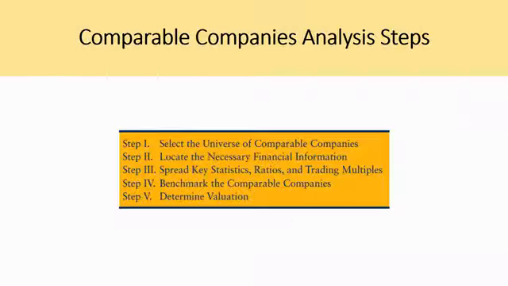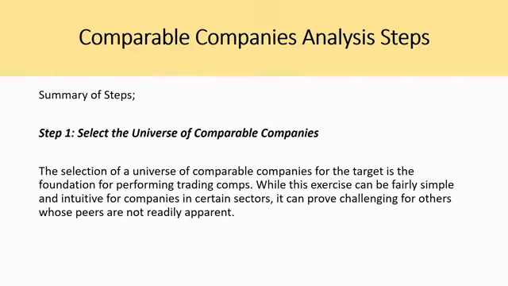Okay, so the comparable companies analysis is split into 5 steps. You first select the universe of comparable companies. You then locate the necessary financial information. You then spread the key statistics, ratios, and trading multiples. You then benchmark the comparable companies. And finally, you determine the relevant valuation. So here is a quick summary of those steps.